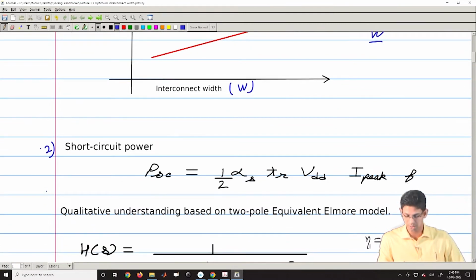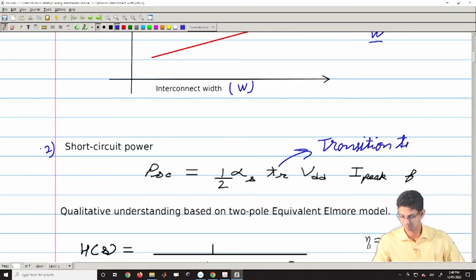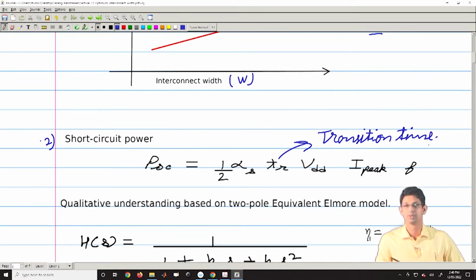the short circuit power, and then we discussed how short circuit power would be given by this expression approximately. Even in more complex devices, we saw that the short circuit power would be proportional to the transition time. So, we saw a reference where it was stated that irrespective of your load device characteristics or the far end device characteristics on your interconnect, your short circuit power would be proportional to the transition time.